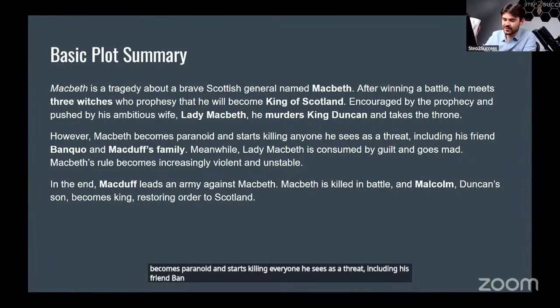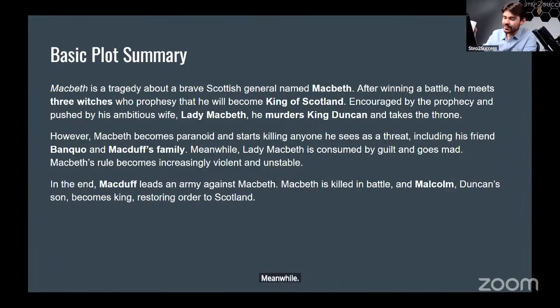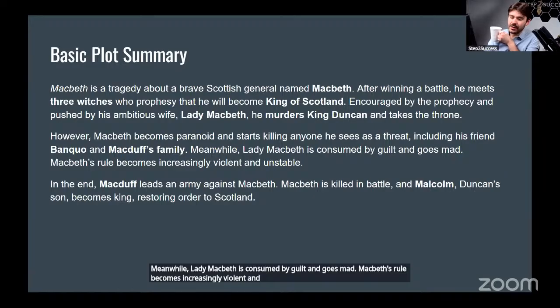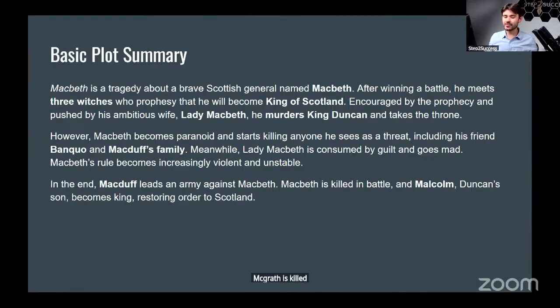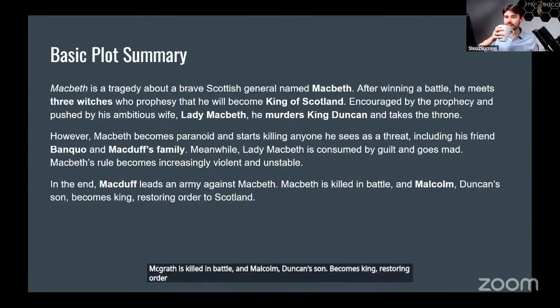and Macduff's family. Meanwhile, Lady Macbeth is consumed by guilt and goes mad. Macbeth's rule becomes increasingly violent and unstable, and in the end, Macduff leads an army against Macbeth. Macbeth is killed in battle, and Malcolm, Duncan's son, becomes king, restoring order to England.